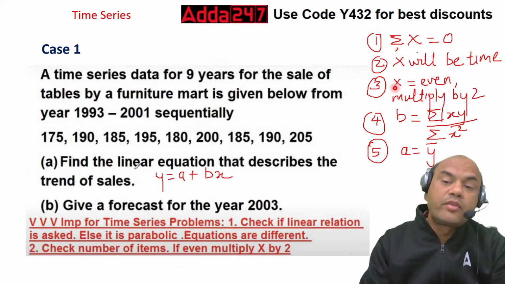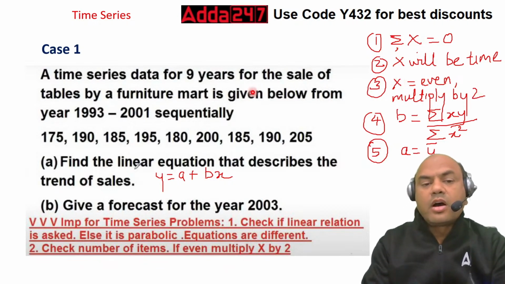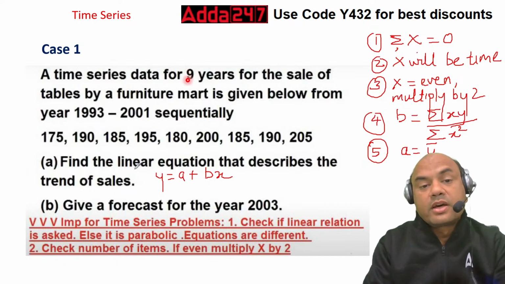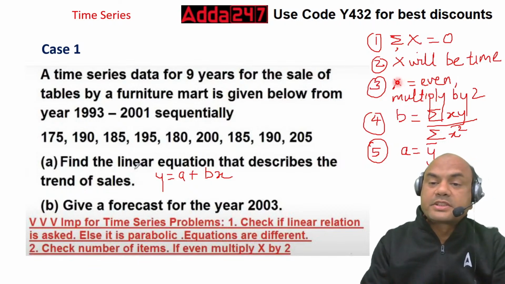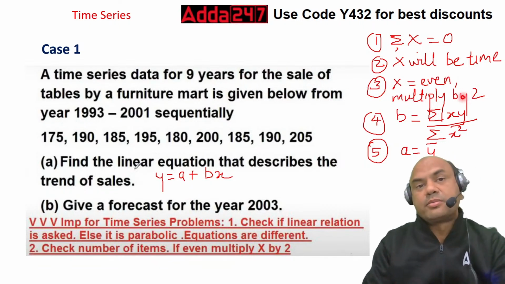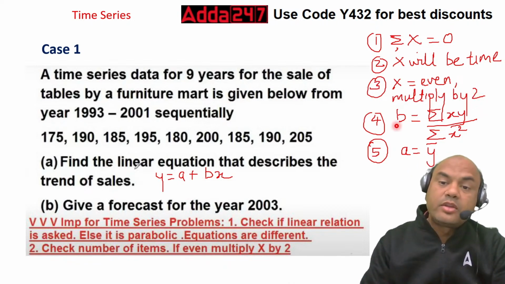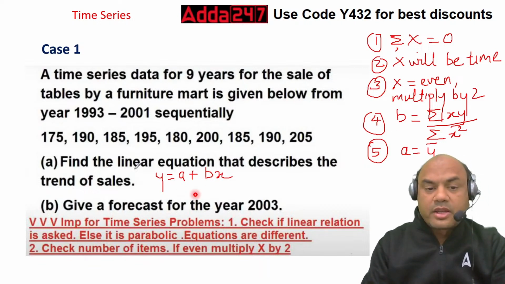Third, if x is even, then multiply it by 2. What do you mean by x is even? How many years are given? 9 years of data, and 9 is odd, so don't multiply by 2. But if it had been given as 2, 4, 6, 8 or 10 years, that is even, so multiply whatever answer you get for x by 2. Then you have to find a and b also. What is the formula for a and b? Kindly note, in time series, the formula for b is summation xy upon summation x squared.